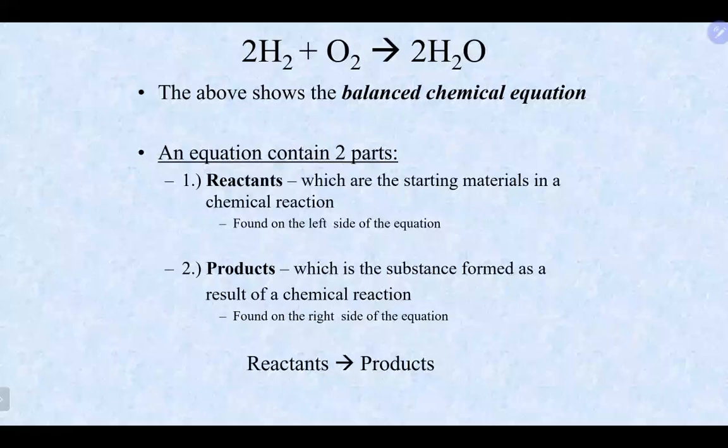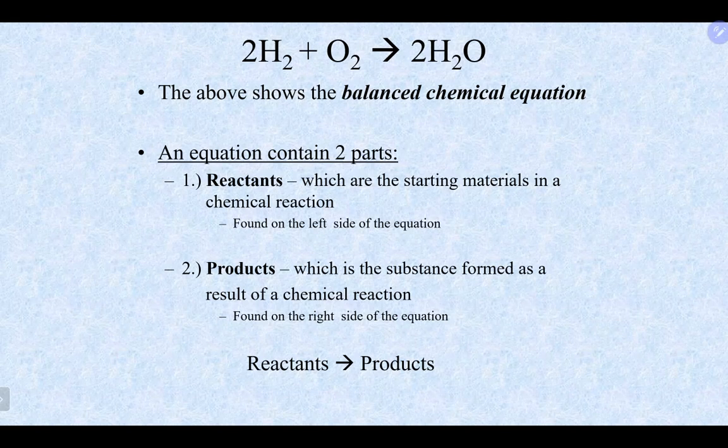There are 2 parts to our equation here, as I mentioned before: the reactants, which are on the left-hand side of the arrow. That is really our starting material. So that is the stuff that is reacting together. And our products are the stuff on the right-hand side of the arrow. And those are the substances that are formed as a result of the chemical reaction that is taking place. So it's always reactants going to products.